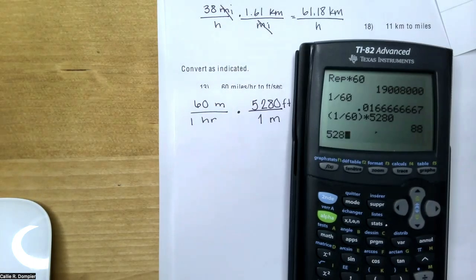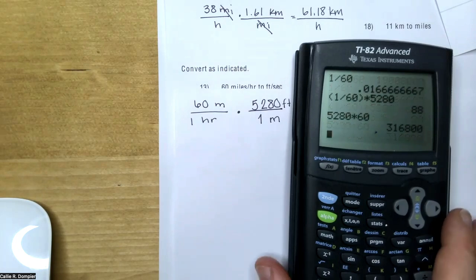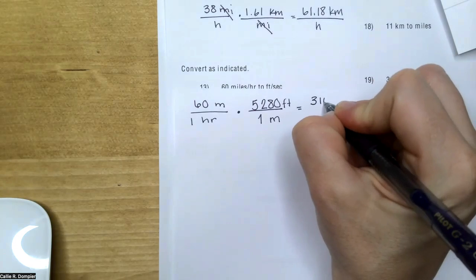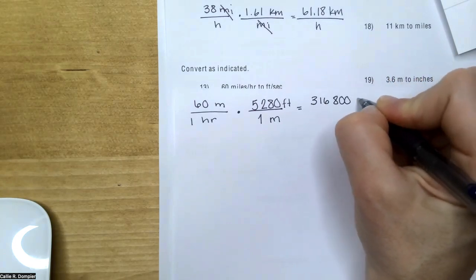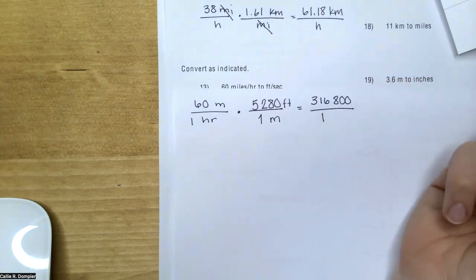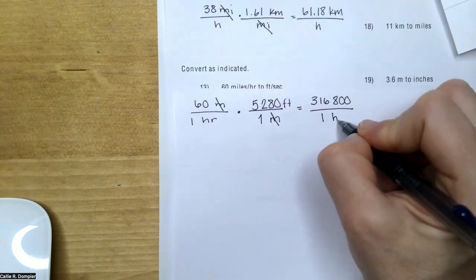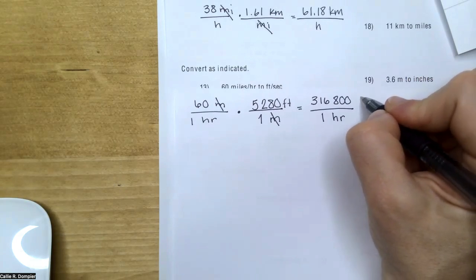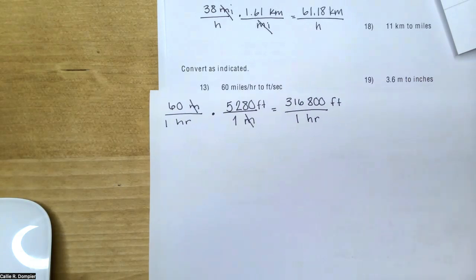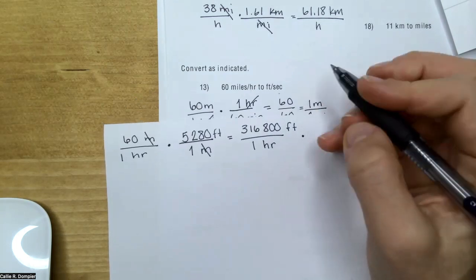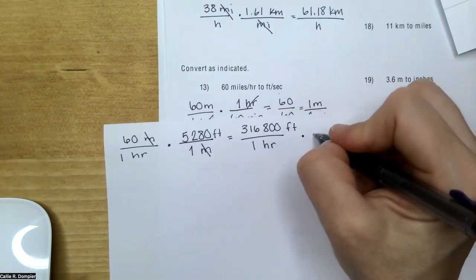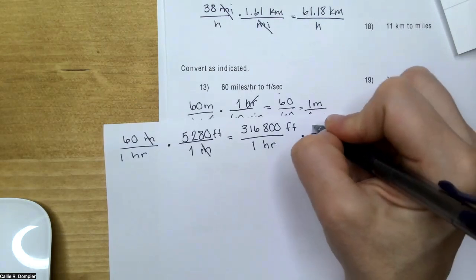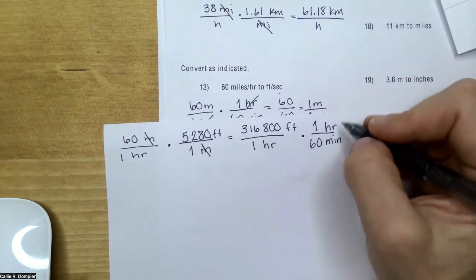So 5,280 times 60 gives me 316,800 over 1, right? What units cancel? The miles cancel. So 1 hour gives me 316,800 feet in 1 hour. Now I'm going to take that and switch it from feet per hour into feet per second. So now 1 hour is down here. I want 1 hour up here. I'll put minute down here. There is 60 minutes in 1 hour.